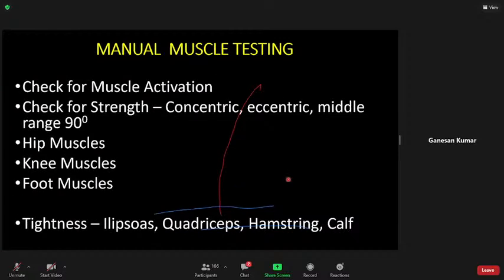Manual muscle testing: always first check whether the muscle activation is there or not. Then check the muscle strength in concentric, eccentric and in the middle range. Check the muscle strength of the hip muscles, knee muscles and the foot muscles. Common tightness you can find in patients is on the iliopsoas, quadriceps, hamstrings and calf.